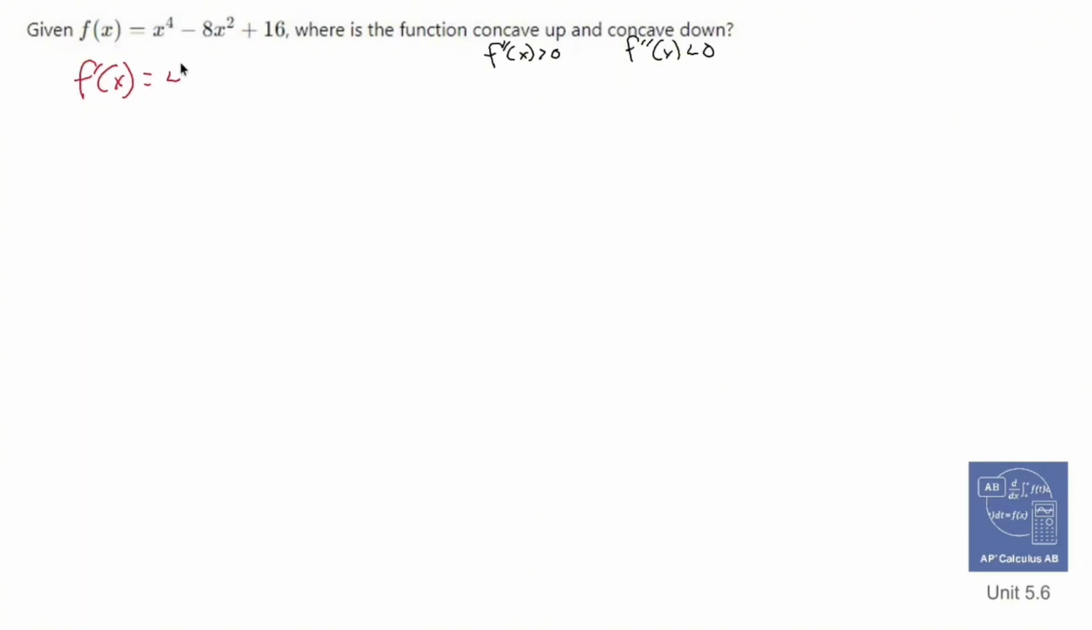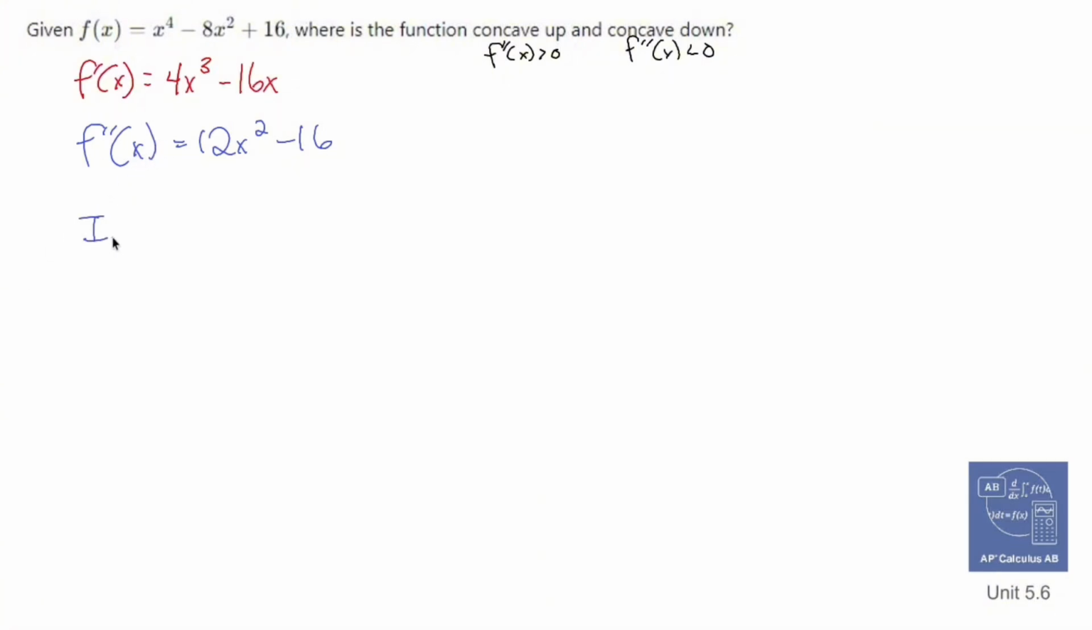Drop down the 4x cubed. Drop down the 2, multiply it to negative 8, negative 8, 16, x. 16 becomes nothing. Okay, let's find the second derivative. F double prime of x is going to be 4 times 3, which is 12x squared, and then minus 16. Ugh. This is going to be gross. That grunt means it's not going to be pretty at all.